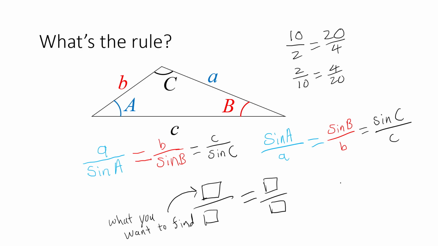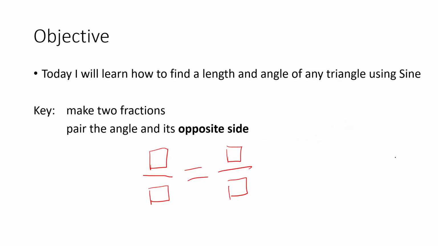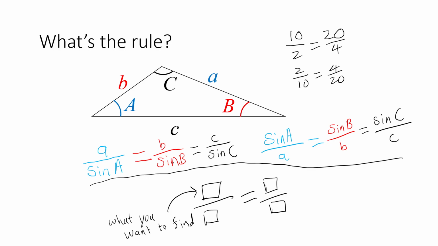And like I said, the key is just to make two fractions, then pair up the angle to its opposite side. That's all. But you just need to know the rule, and you should also take note that this rule can be found inside the paper. If you are confused at the moment, never mind. We will look at some questions, then you will see that, oh, it's actually super easy. Just take note of the key.